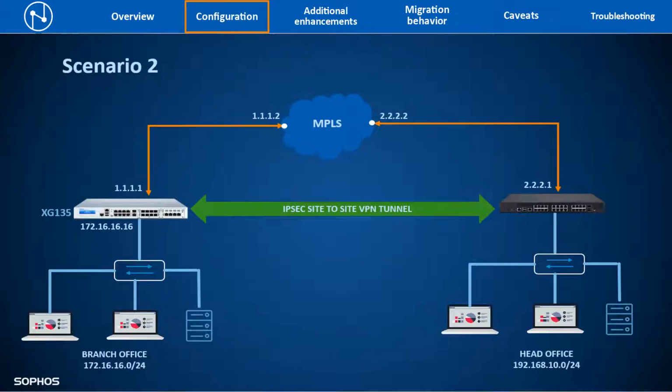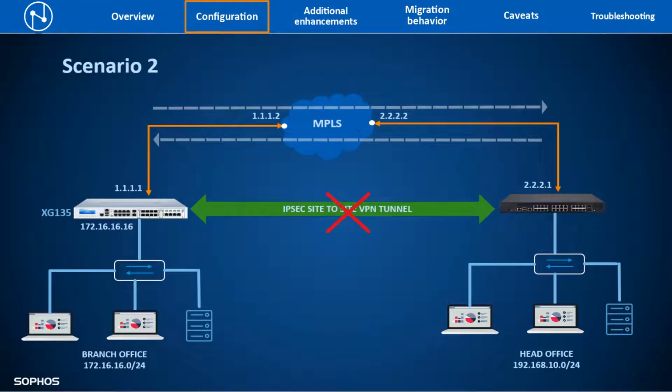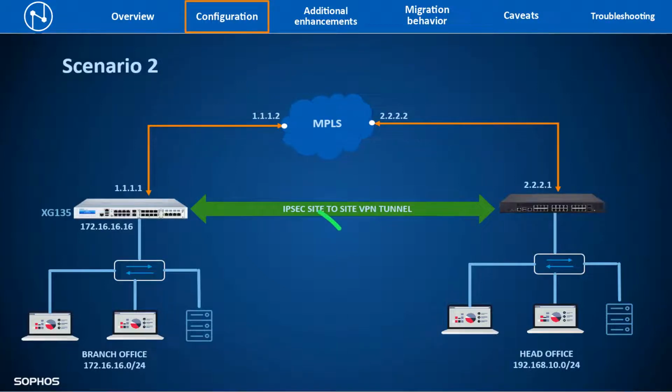As per the customer's requirements, the VPN tunnel must be used as the primary default link for the traffic flow between the head office and branch office, and the MPLS link is to be used as a backup route. Once the VPN tunnel disconnects, the traffic must fail over to the MPLS link. Additionally, when the VPN tunnel gets re-established, traffic must fail back from the MPLS to the VPN tunnel.